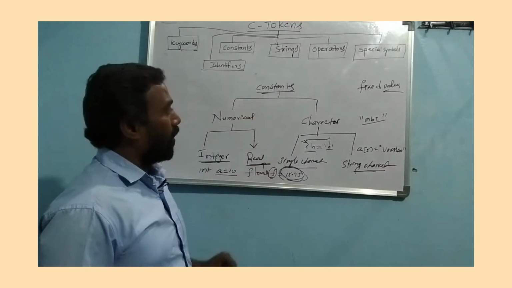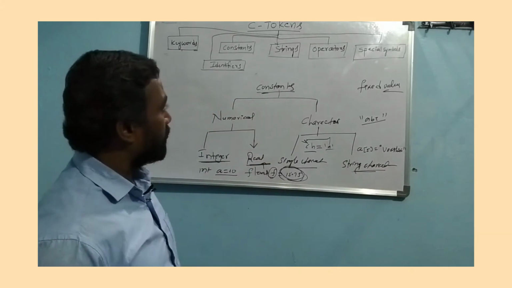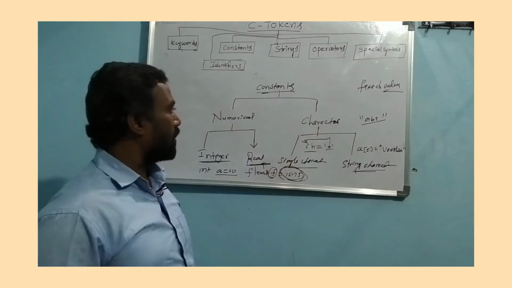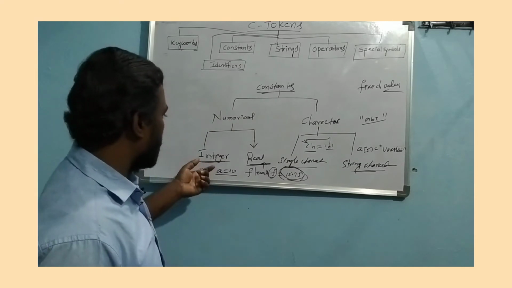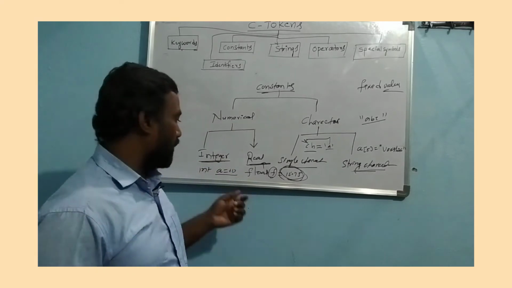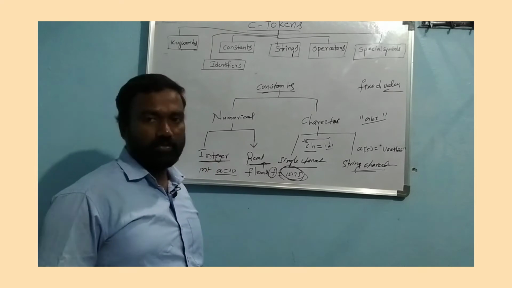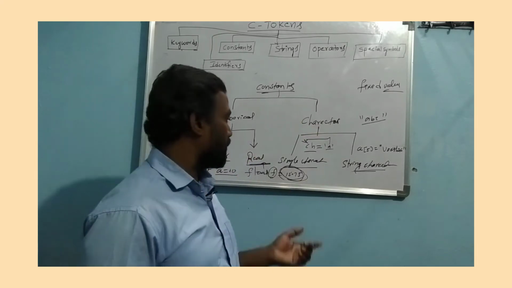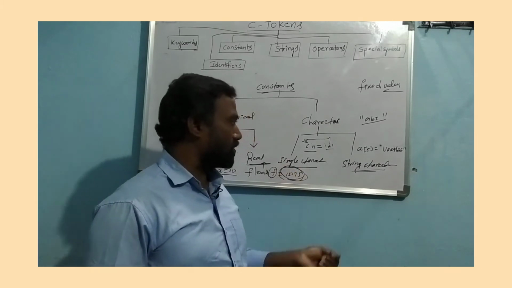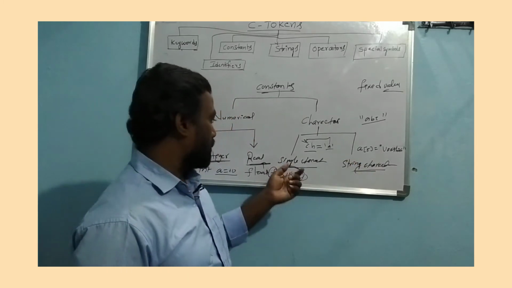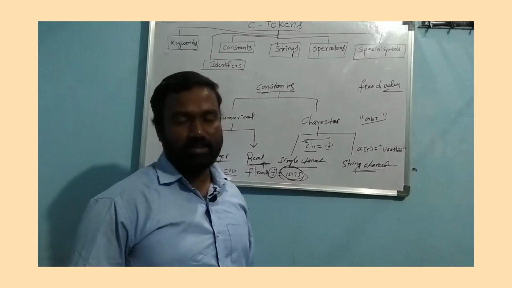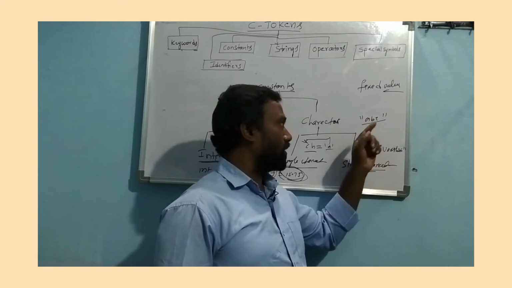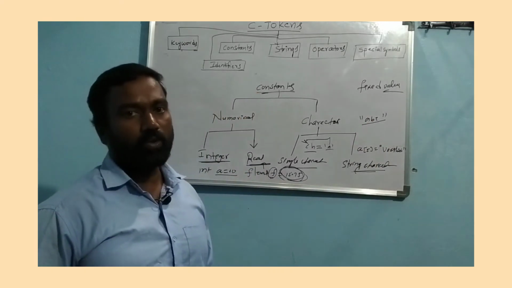Are you clear on the constants concept? Constants are mainly classified into numerical constants and character constants. The numerical constants are again classified into integer and real constants. Integer means there is no decimal value. Real constant means there is a decimal value. The characters are mainly classified into two types: single character constants and string character constants. A single character contains only one letter, indicated within the single quotation. A string character is indicated within the double quotation marks.